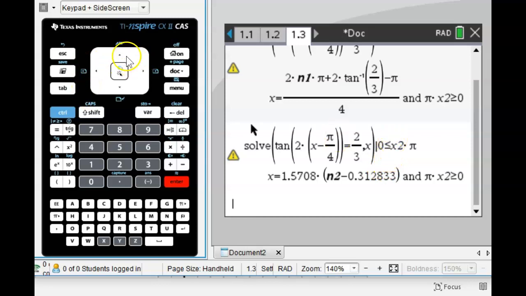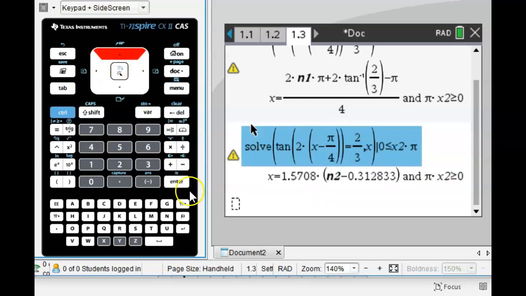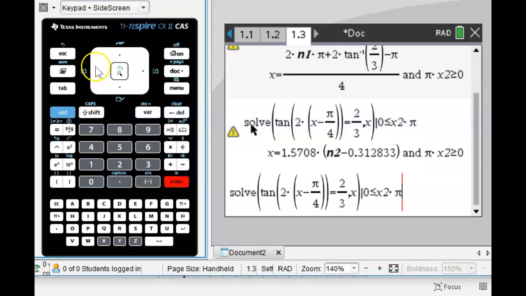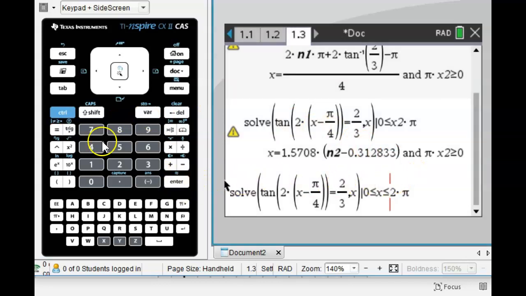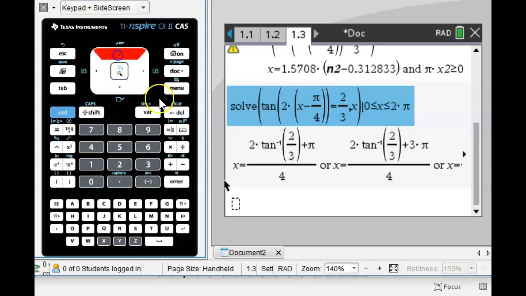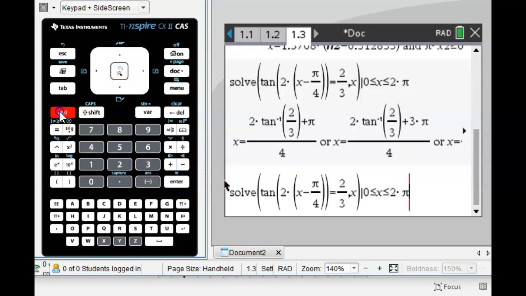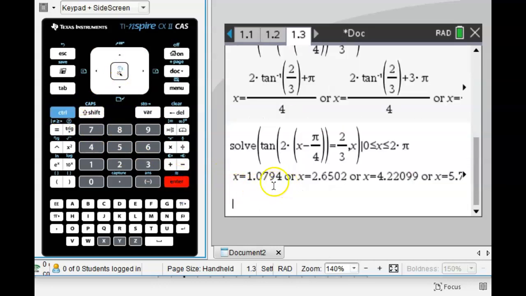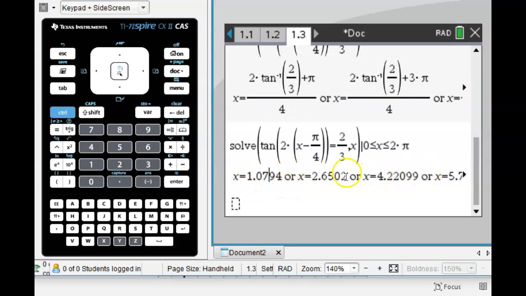The reason why we have a weird solution is I've just made a mistake in the statement. I haven't quite clicked less than or equal to there, so I'm going to do that. Hopefully that gives us a better solution. Yes, I hope so. I'm going to do it as decimal values. So we've got 4 solutions: 1.07, 2.65, 4.22, and 5.79. So 4 solutions, 4 cycles, right? Remember we talked about that.